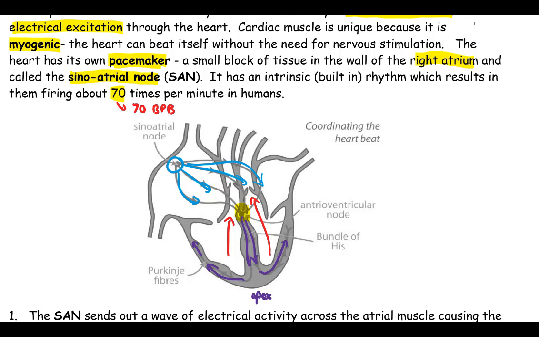Well, why doesn't the impulse just get produced in the SA node and just go straight down? Well, we know that we don't want that to happen. We know that the ventricles need to contract from the bottom up. But how is the heart actually designed to do that? And it's really, really simple.